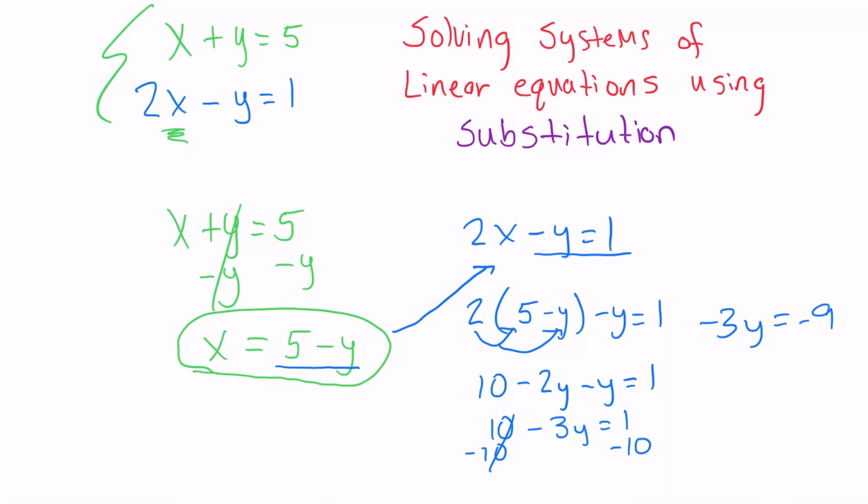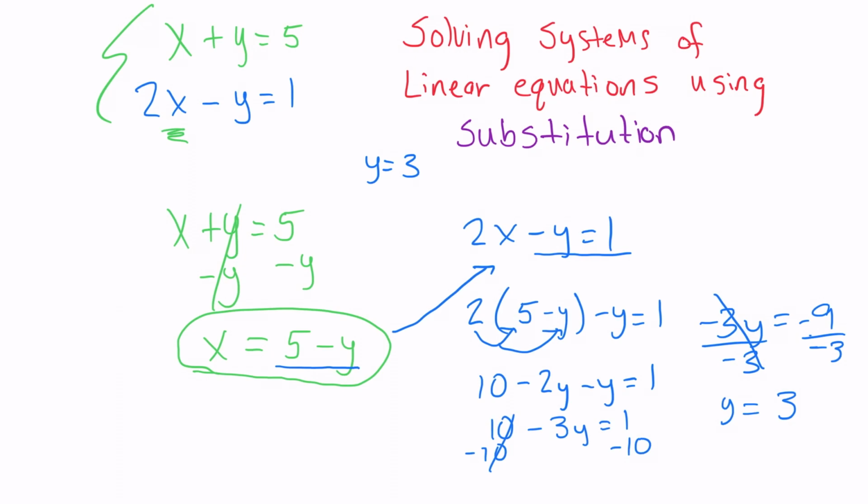I have one last step I need to do. I need to do the inverse operation of multiplication, which is division. So I'm going to divide by negative 3 here. And in doing so, that's going to allow me to isolate my variable and leave me with just y equals. And negative 3 goes into negative 9 a positive 3 times. So now I have a solution for y. I know that y is equal to 3.